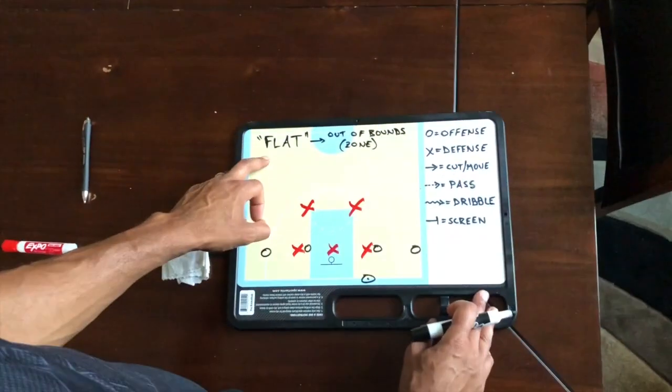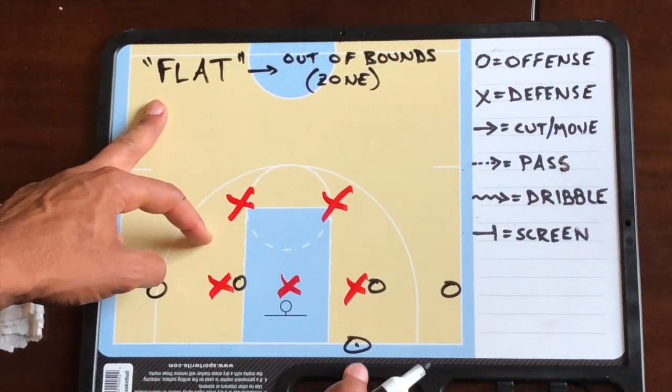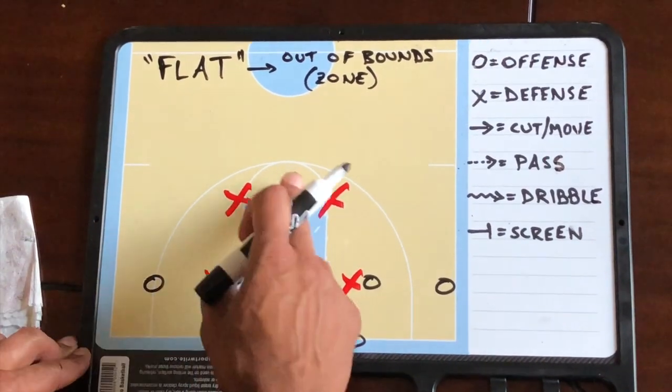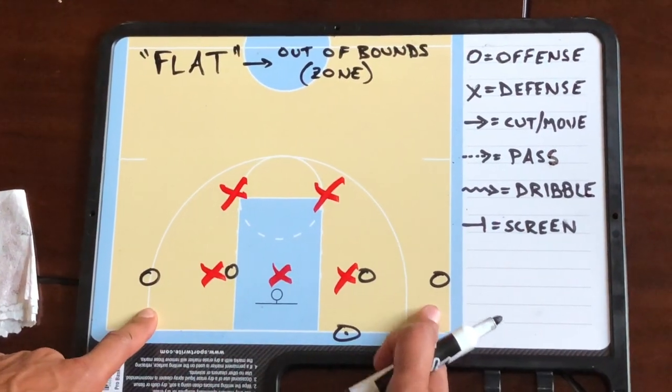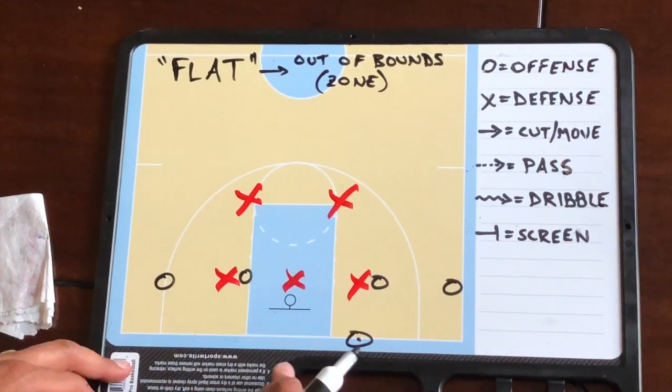This play is called flat. Let's take a look. Flat, out of bounds play that we'll run when the other team is in a zone defense and we have the ball underneath our own basket. So here's the initial formation for flat. The other team's in a 2-3 zone, which is a typical out of bounds defense for a zone.